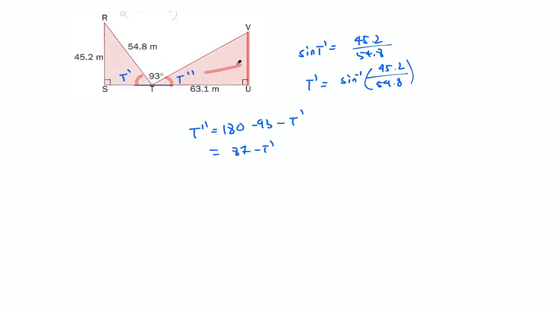So according to T prime, this is our opposite and this is our adjacent. Then tangent of T double prime is going to equal this unknown side, let's call this x, over the adjacent, which is 63.1. Okay, so we need to isolate for x, so multiply both sides by 63.1. Then you can get x is equal to 63.1 times tan of T double prime.